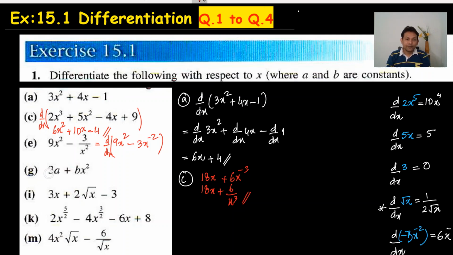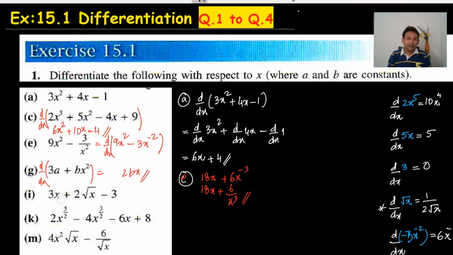Moving to G part. Sorry, this was E part, not C. G, like 3a. It is already given in the question that a and b are constant terms. When 3 is constant and a is constant, the whole term is constant, so the result will be 0. The differentiation of a constant term is always 0. And the differentiation of b x squared: the power 2 will multiply with the coefficient, so 2b. That's your result; we don't need this 0 now.